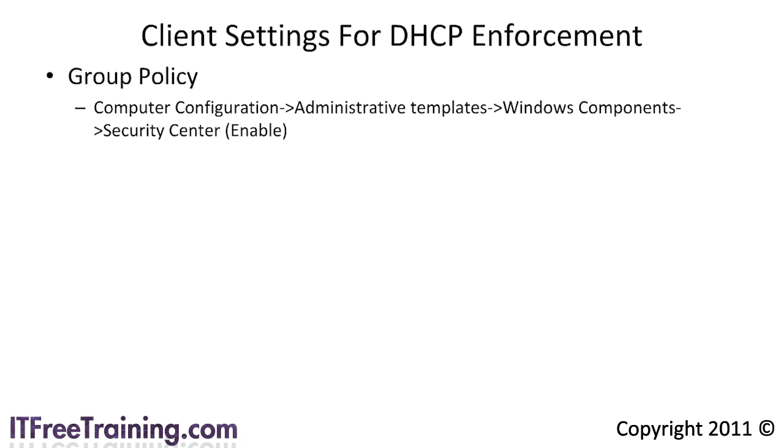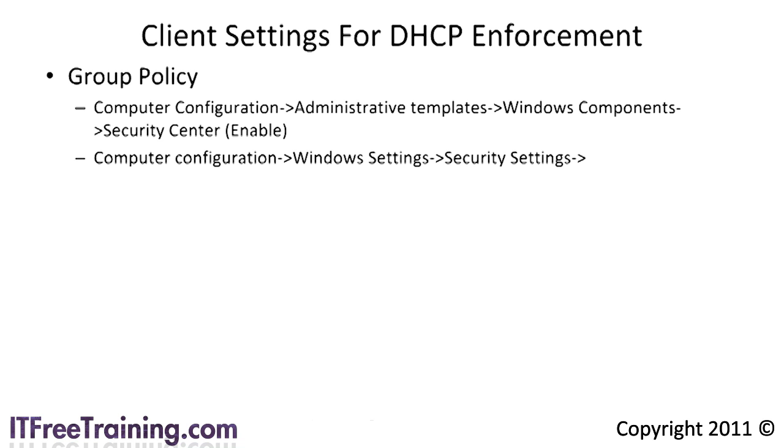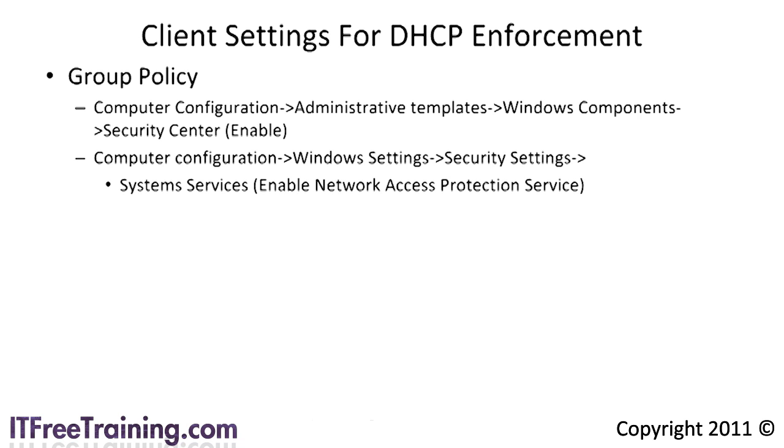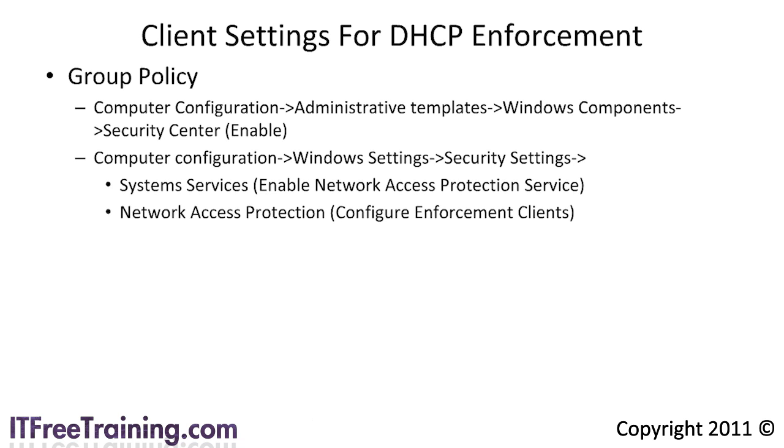Next, I need to go into Computer Configuration in Group Policy and then into Windows Settings and Security Settings and set two things. The first is enable the NAP service. Without the NAP service running, the client will not be able to issue a health statement to the enforcement point. The second setting tells NAP the enforcement type or types that we will be using. Let's have a look at how to set this up on a Windows 7 client using Group Policy.